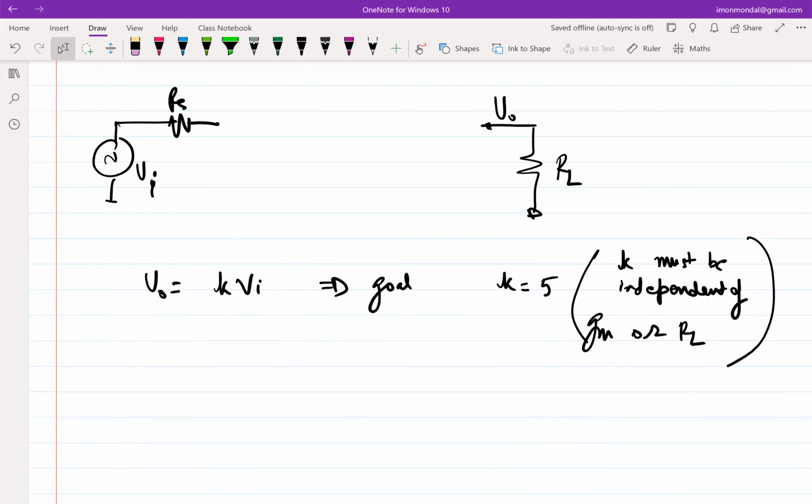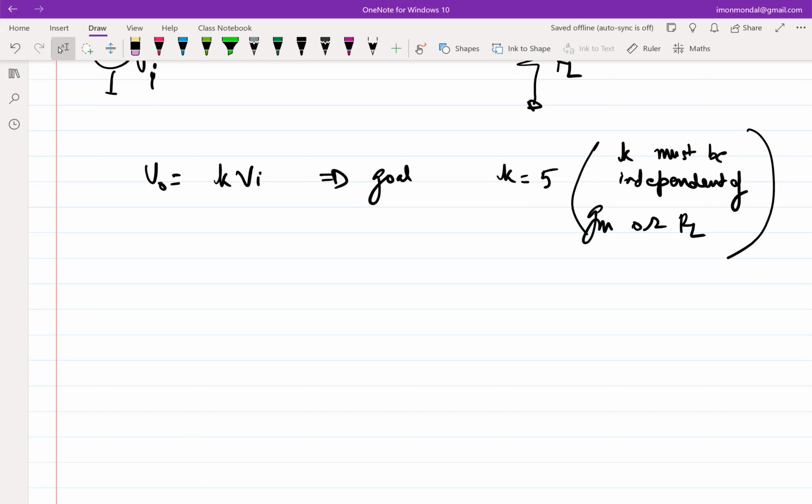Let's say I say that I want V0 to be equal to 1/5 Vi. Okay, can you think of a way of making V0 equal to Vi by 5 in a very stable way? I mean, this 1/5 should not be a function of temperature.